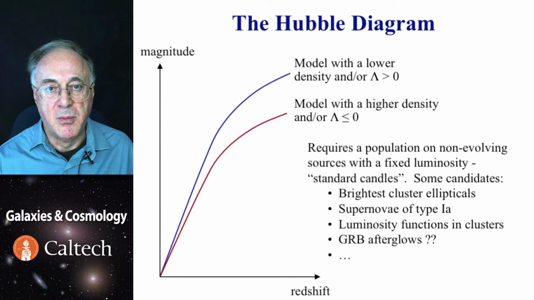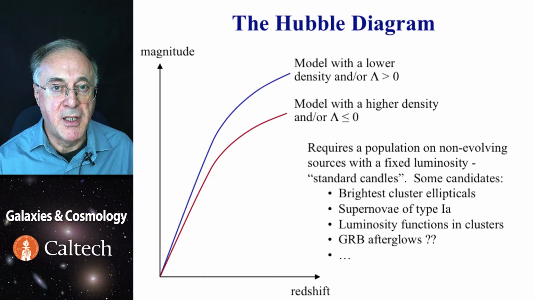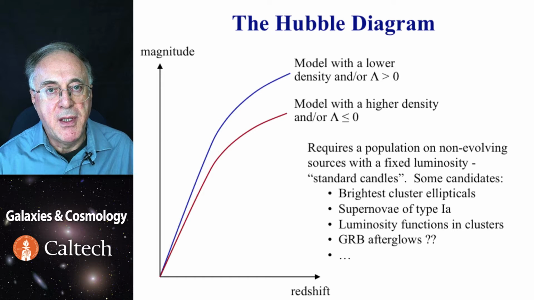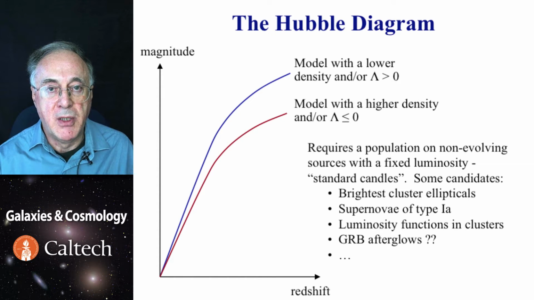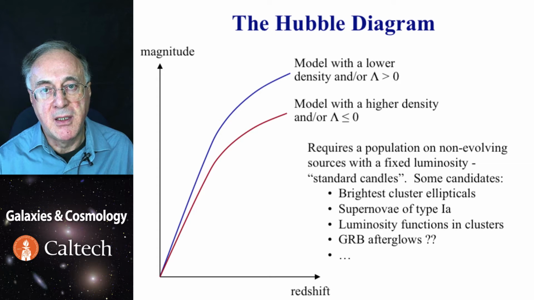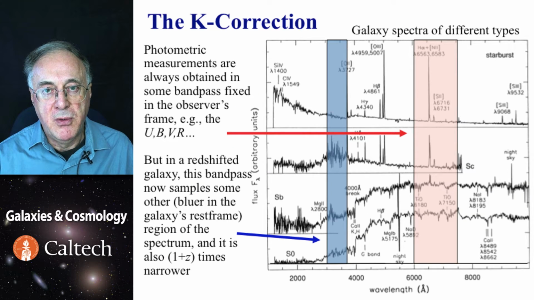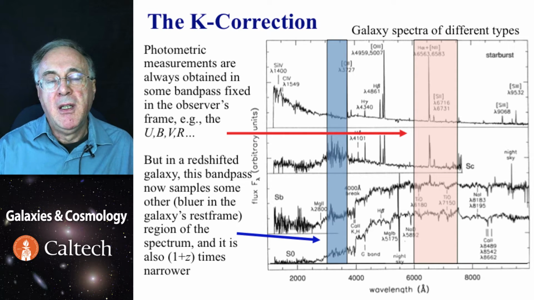And different models will have different curves in that diagram. In the past, things like brightest cluster galaxies were considered, but more modern renderings include supernovae or even gamma ray bursts. In principle, anything else that you can convincingly state can be standardized to a given luminosity can be used. But before you do this, there is an important correction that usually has to be made.